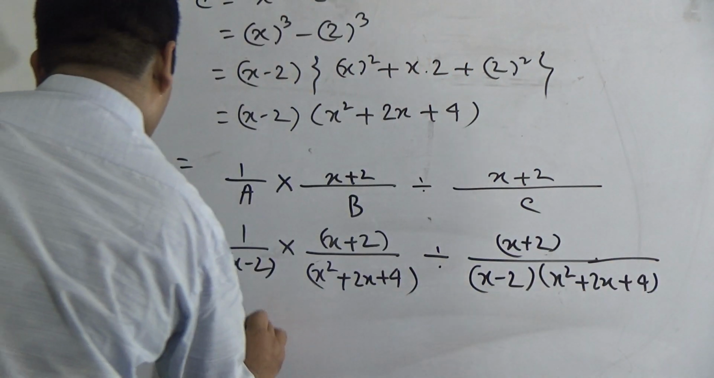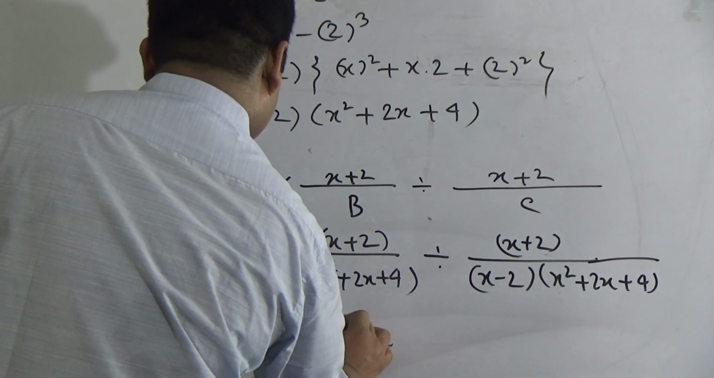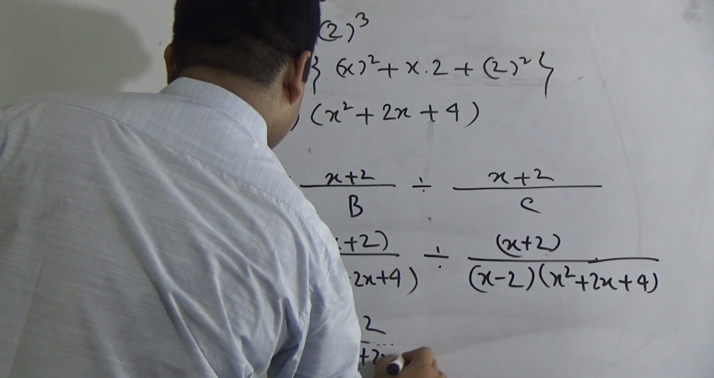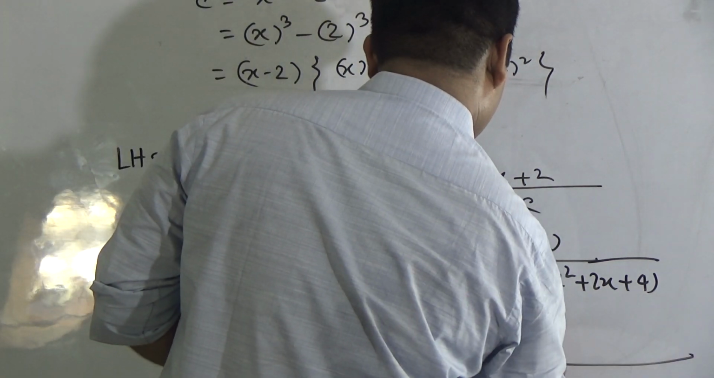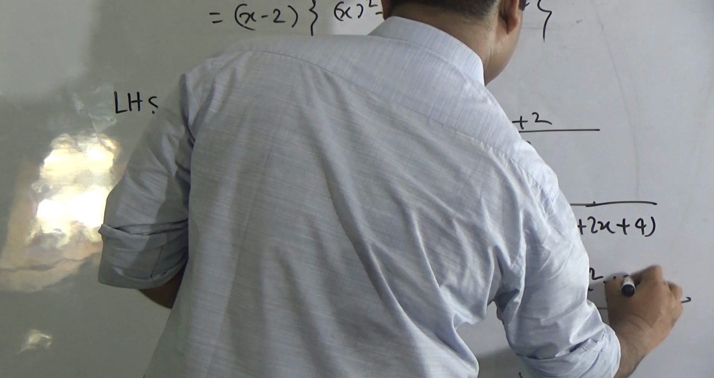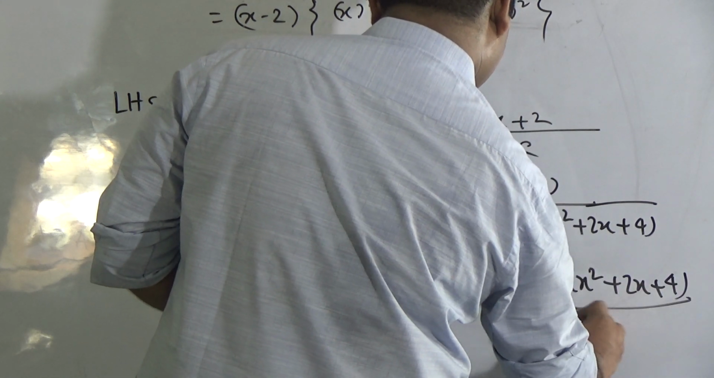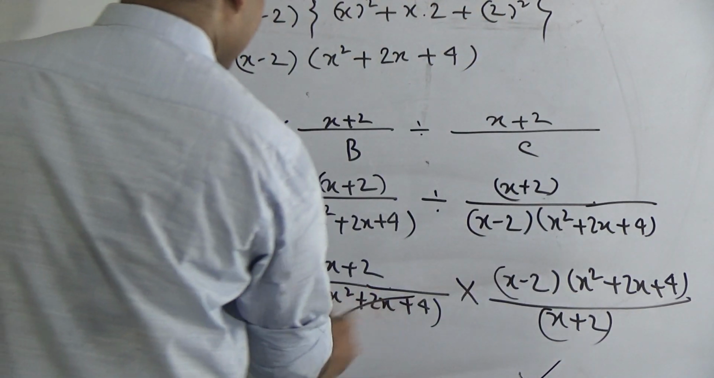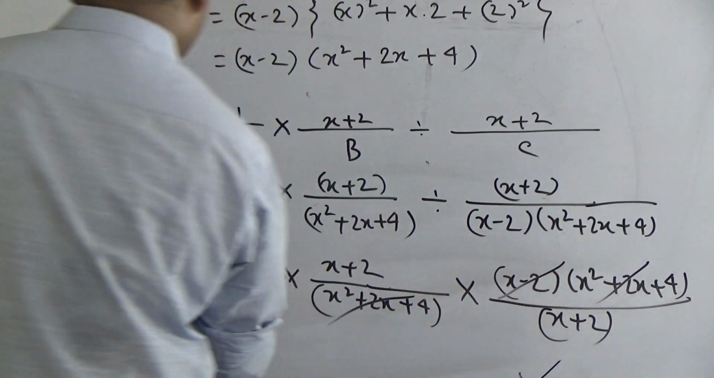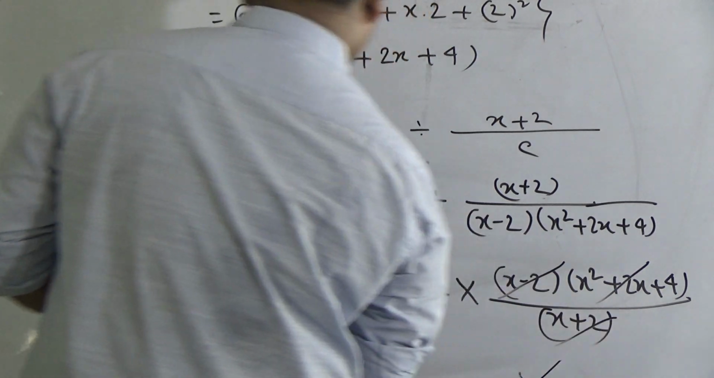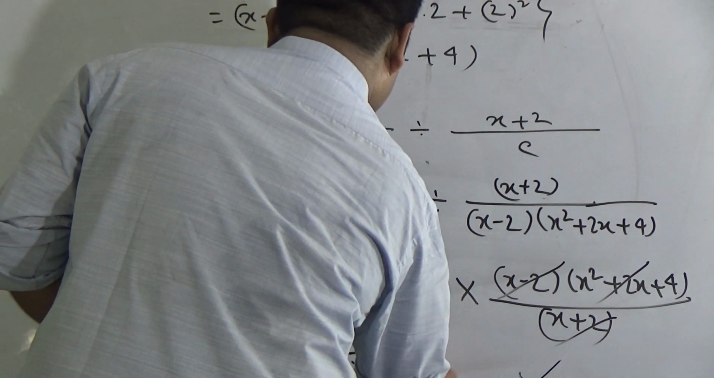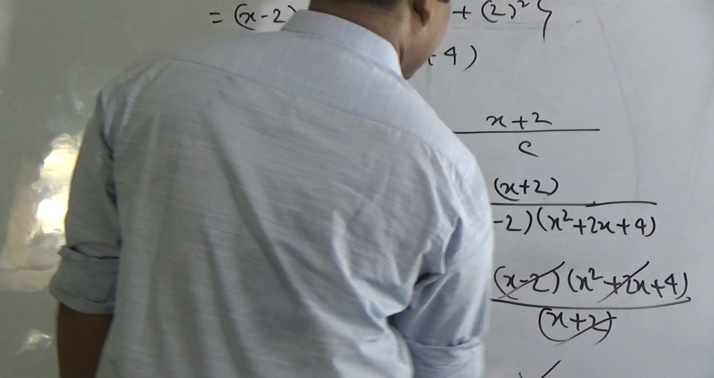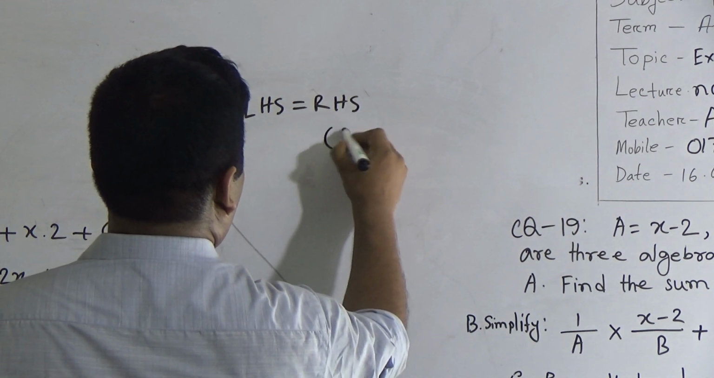Okay, now 1 by x minus 2 multiply x plus 2 x square plus twice x plus 4 multiply by x minus 2 x square plus twice x plus 4 by x plus 2. Now we do cut here, this one and this one are cut, x minus 2 are cut, here x plus 2 are cut, here 1 by 1 means 1. Okay, this is RHS. So here we write LHS equal to RHS, true.